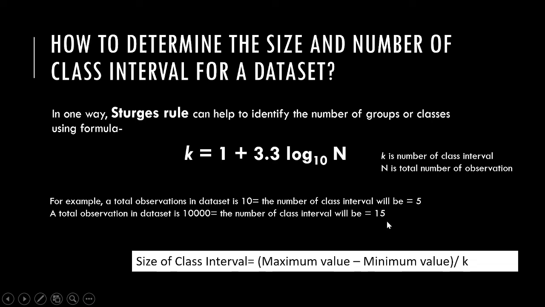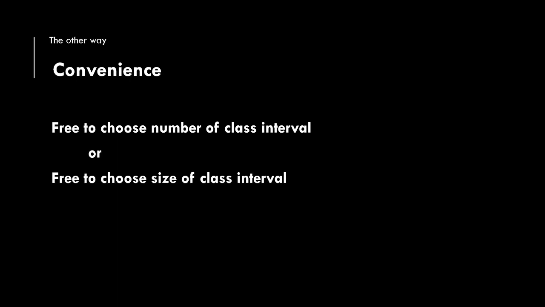Based on the number of classes, the size of the class interval can also be calculated, taking into account the maximum values and minimum values. The other way to make a frequency distribution is your convenience. You are free to choose the number of class intervals or the size of class. Any of these choices will ultimately bind you to select the other parameter.